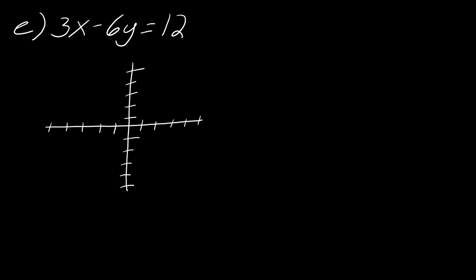Okay, so next we have 3x minus 6y equals 12. Now there's a couple ways you can do this. I think the most popular way though is, so this is an equation in standard form. This is something I talked about at length in the review video. Very often what I see is that people will just solve for y. So why not? Let's go ahead and solve for y.